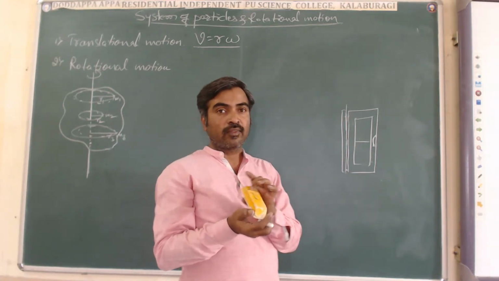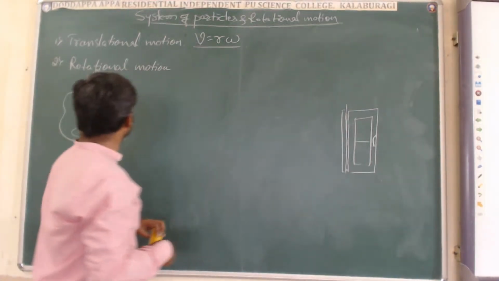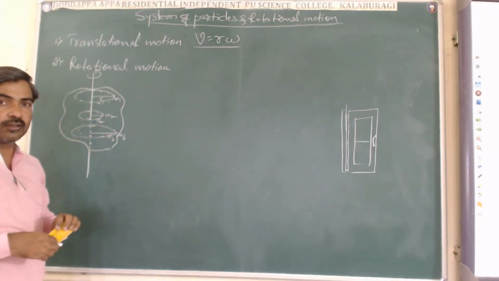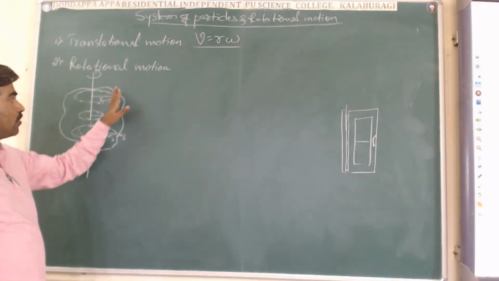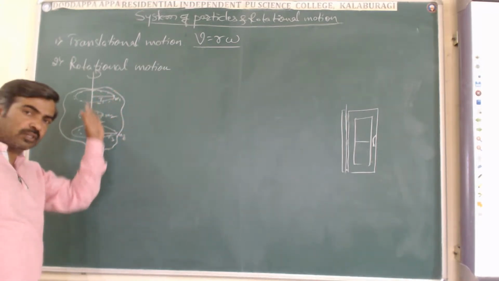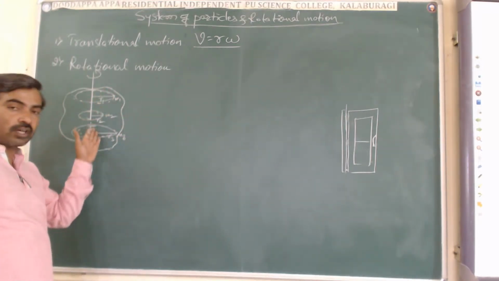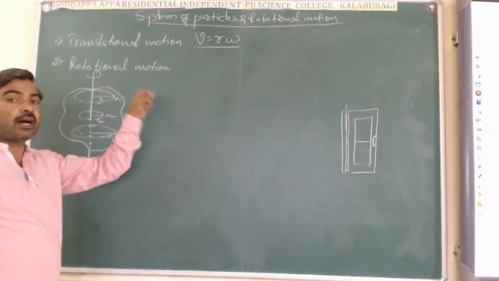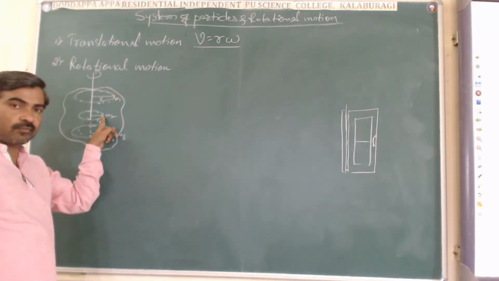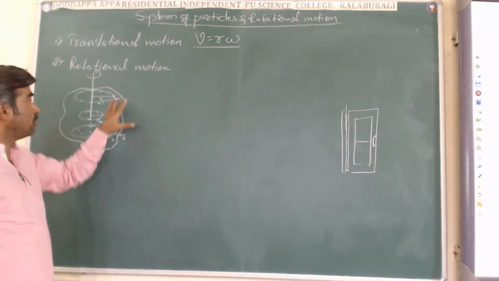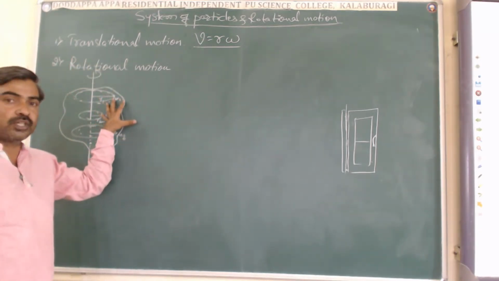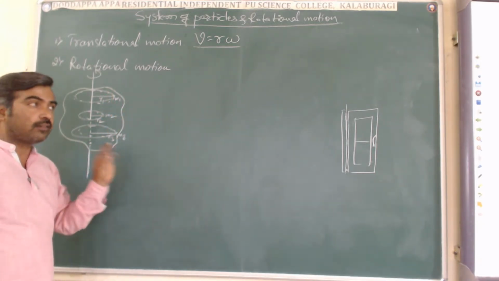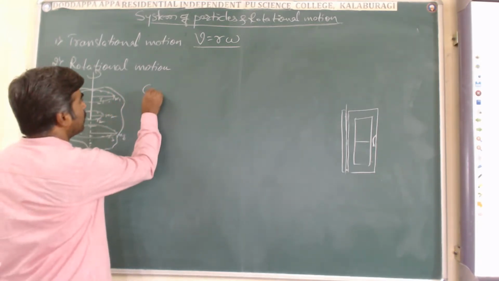Based on that, we find all the particles. This is the duster which is rotating. All the particles are there of mass m1, m2, m3, m4. So many particles are there at distances r1, r2, r3. But there is a point where the entire mass of the object is supposed to be concentrated, and that is called the center of mass.